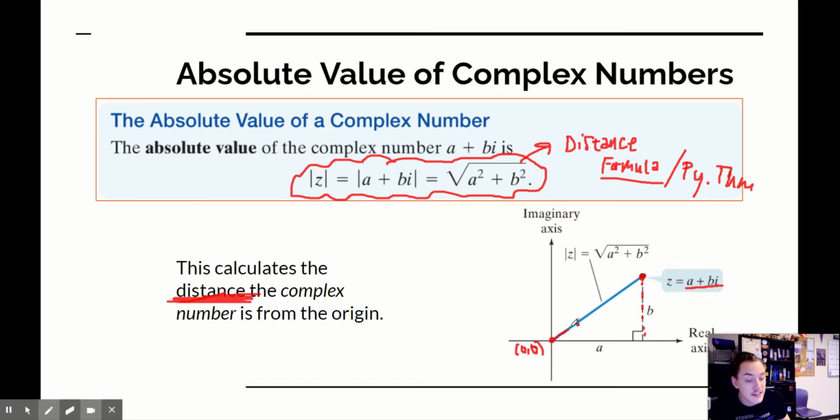You're trying to find this in red, the distance. And how do you do that? Well, you take your a value, square it, you take your b value, not your imaginary value, your b value, your coefficient of the imaginary unit, and then you also square that, and then, of course, square root that number. It will be a number, it will not have any i's in it at all. It will be a straight up number because it's a distance, and the distance is a straight up number.